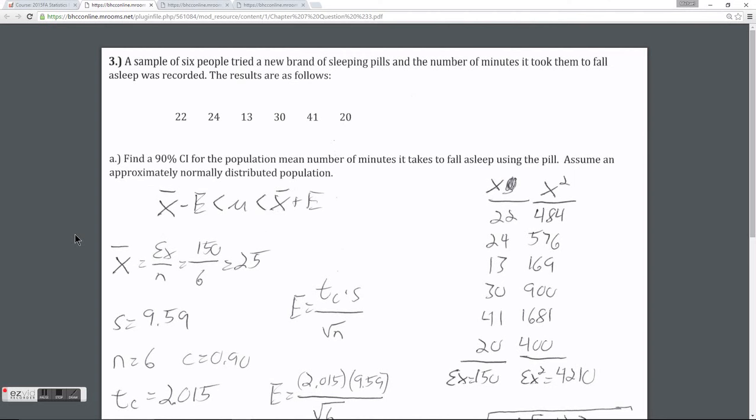For this example, we're looking at some data of 6 people who tried a brand of sleeping pills and the number of minutes it took them to fall asleep. So the data is given to us, and there are 6 values listed here on the page. The question asks us to find a 90% confidence interval for the population mean number of minutes it takes to fall asleep. In other words, we're trying to find a range of values in which we think the average person would take to fall asleep using this sleeping pill.